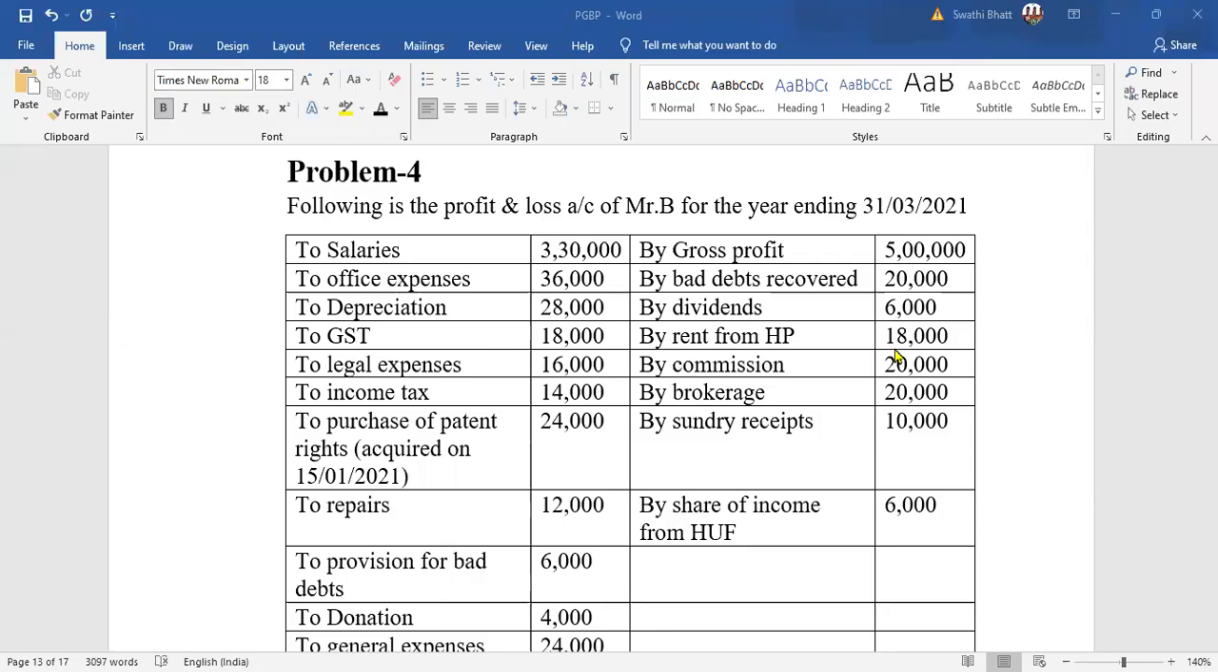Hello everyone. So today we'll be solving one problem on computation of your PGBP income. So the problem number 4, which is shared with you in the PDF, we will be trying to find a solution for the same. If you look at this problem, the profit and loss account of Mr. B is given to us in the question. So based on this profit and loss account, we are supposed to find out what is the taxable income of Mr. B's business according to the rules of IT Act.